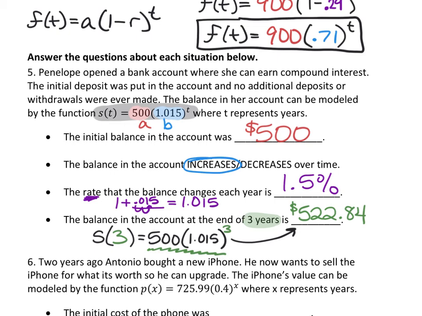So again, this function right here actually contains a lot of information. Definitely tells me how much I started with. It will tell me if I'm growing or decaying, and the details of this number will tell me what the rate is that I'm using to grow or decay each year or every time.